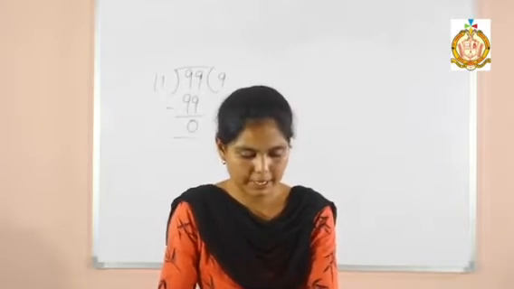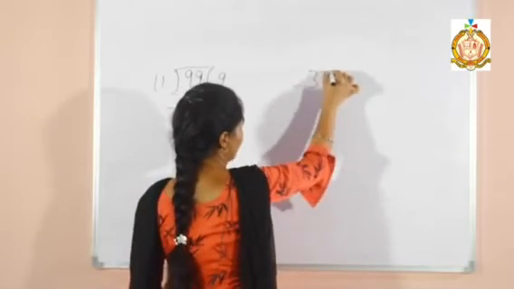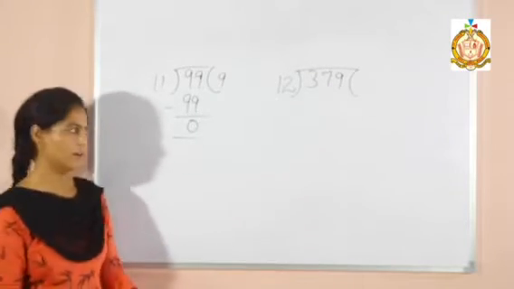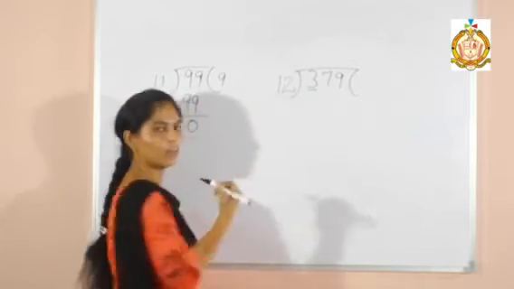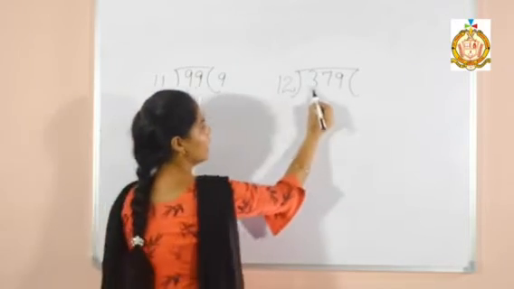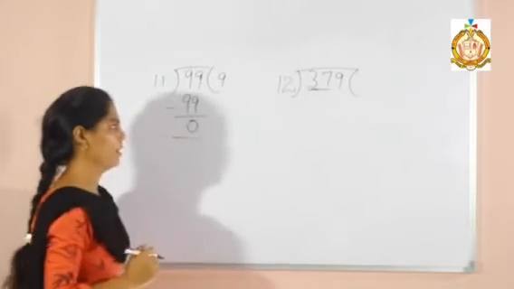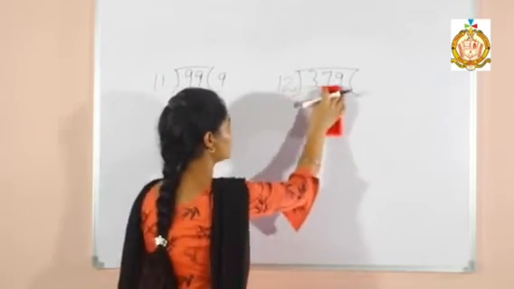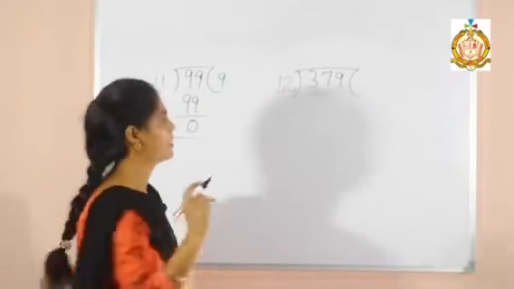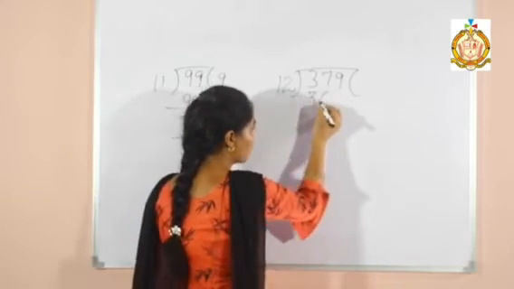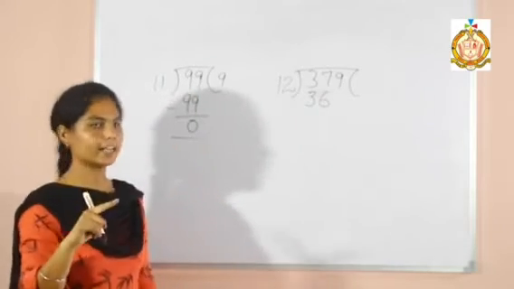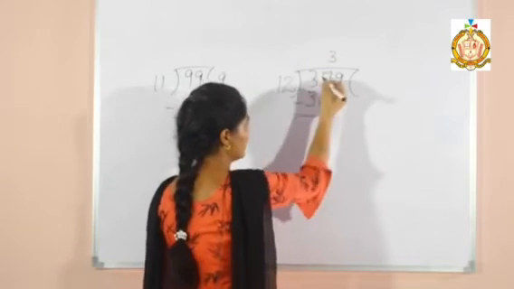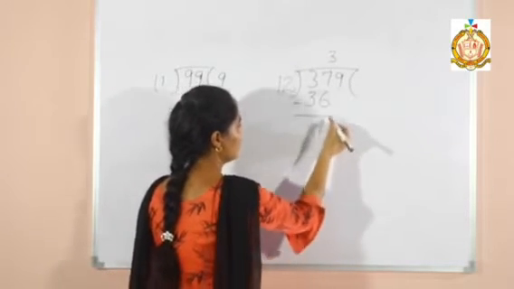Now the next example is 379. Divide it by 12. Now count down the table of 12. 3 is smaller than 12, so we have to take two numbers. Take these two numbers, 37. So count down the table of 12. 12 ones are 12, 12 twos are 24, 12 threes are 36. 36 is less than 37, but 12 fours are 48. 48 is greater, so we take 36 here. 12 threes are 36. Now subtract it, 7 minus 6, 1.